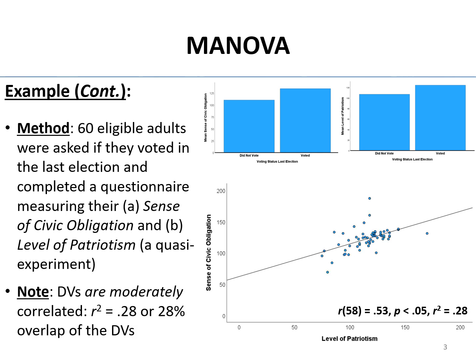So here's a scatter plot of sense of civic obligation and level of patriotism, and also the correlation coefficient. You can see these two dependent variables are decently, moderately correlated for sure, at 0.53 r, which if you square it, you get r squared. So about 28% of the variability in one variable can be accounted for by the other. So they have 28% overlap is how I would think about that. They're definitely correlated variables, even though they're both higher in those who voted.